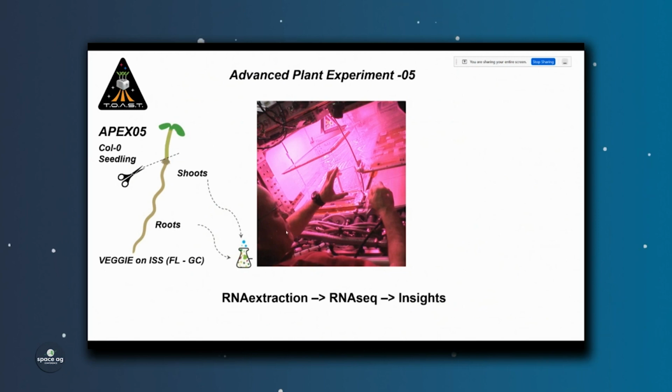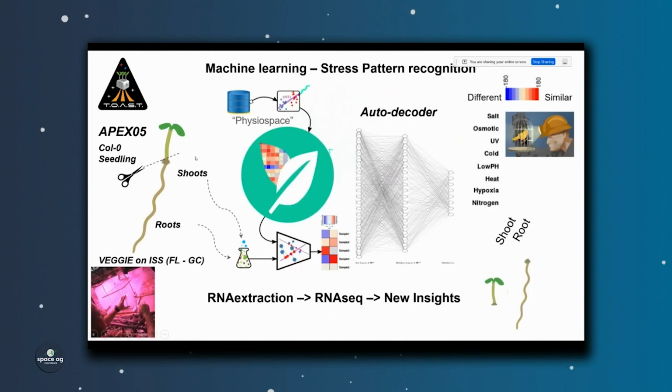Here you can see Scott Tingle loading the samples into the Veggie growth system. These particular plants are really, really sensitive to light and gravity and all those other stimuli that help them orientate themselves traditionally on Earth. So by extracting the RNA and sequencing it, we can get insights as to how these plants are perceiving the environment and any potential stresses that might exist within the Veggie growth system on the International Space Station. In order to extract information, we took a machine learning approach.